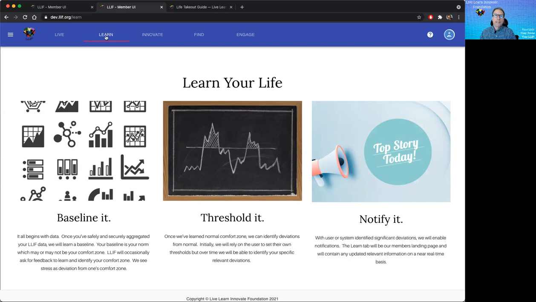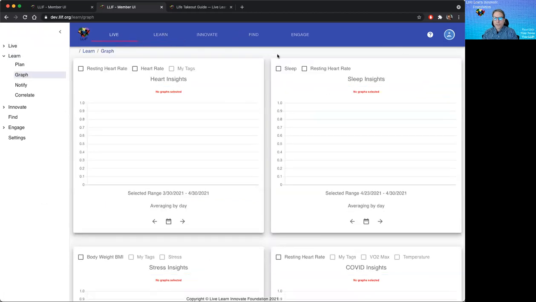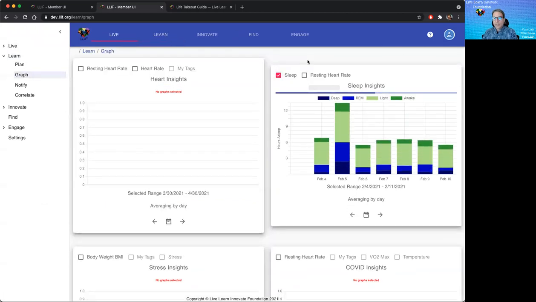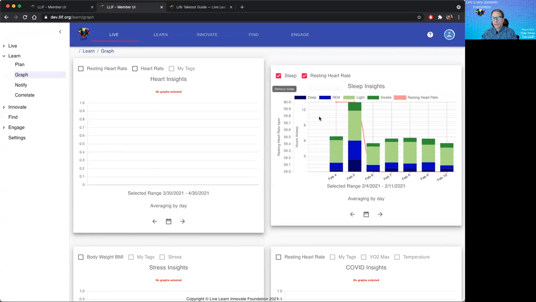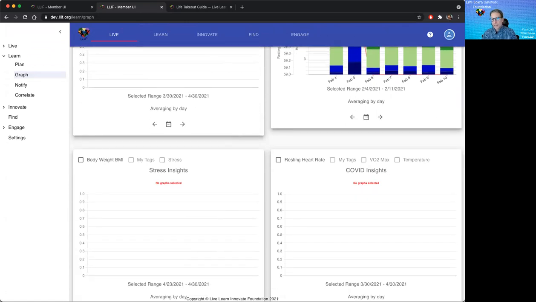The Learn tab will be any sort of anomalies that we detect both for you and any sort of family members you've shared access with as read only. And then moving on, under Learn we have the start of, hey, let me start comparing multiple data sets. I want my sleep data and my resting heart rate to be shown on top of each other. I want to see if there's some sort of correlation, or my places and my symptoms being tags.